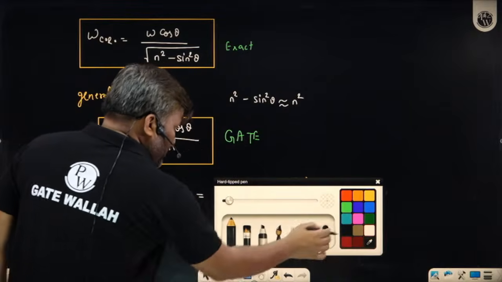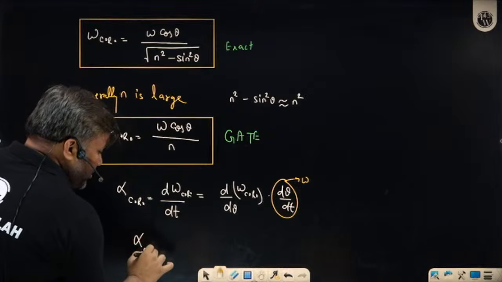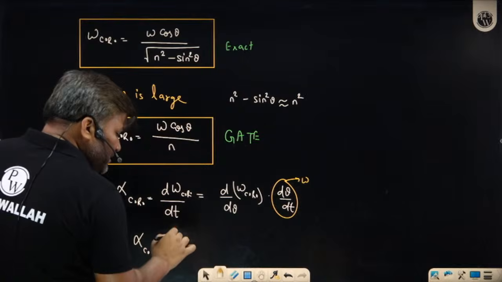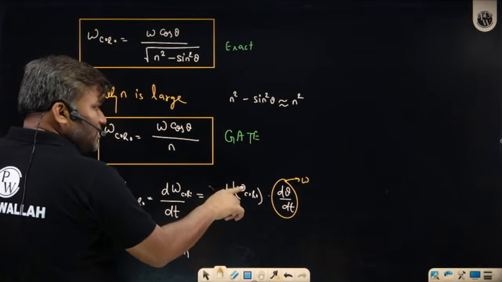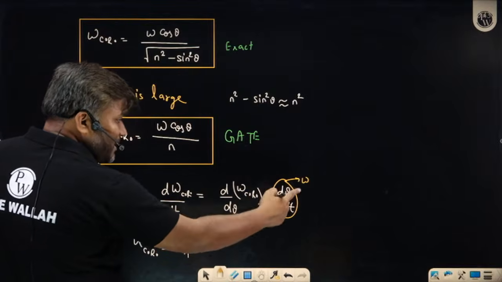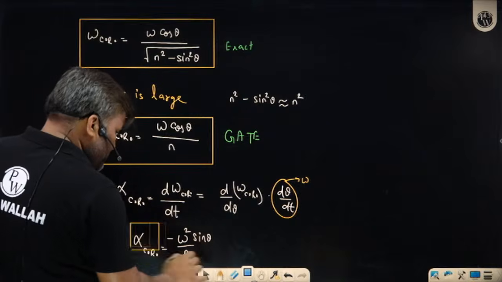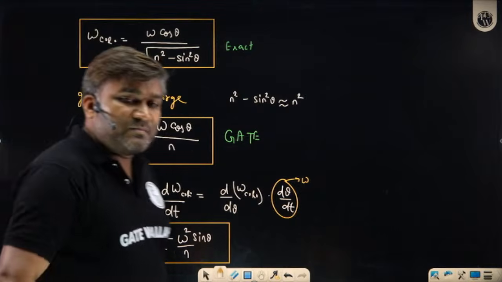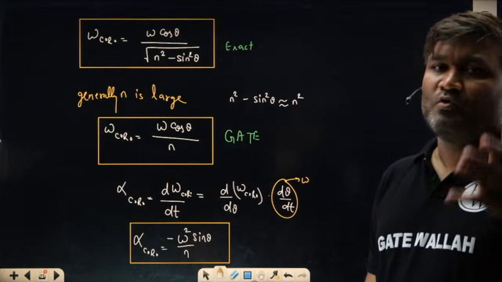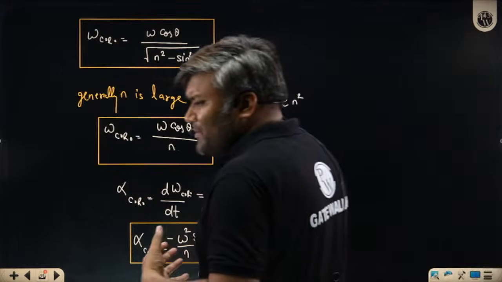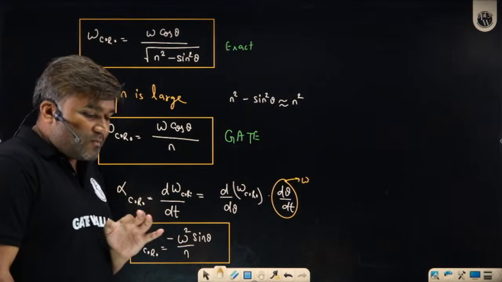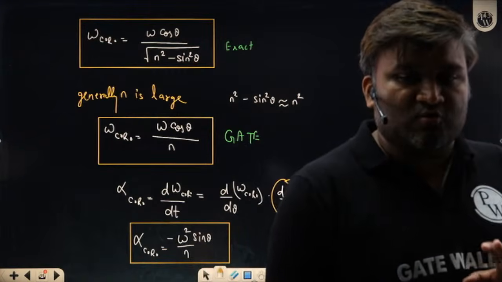So what is the formula I have got? Angular acceleration of the connecting rod: I differentiate with respect to theta, omega n remains the same, cos theta becomes minus sin theta, and d theta by dt is omega, so omega becomes squared. We have got this formula. Simple thing. So I have written 4 formulas in front of you. You have to decide, do you want to memorize this, or do you want to understand this? In the examination, they are going to ask direct formula based questions.